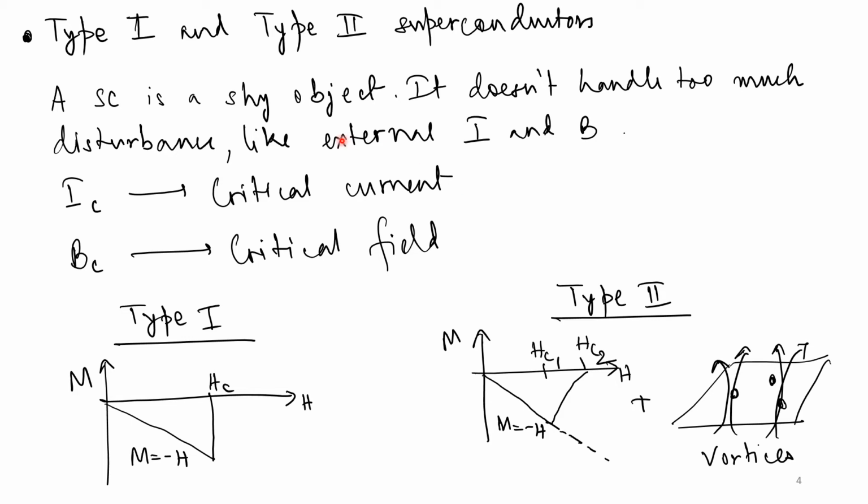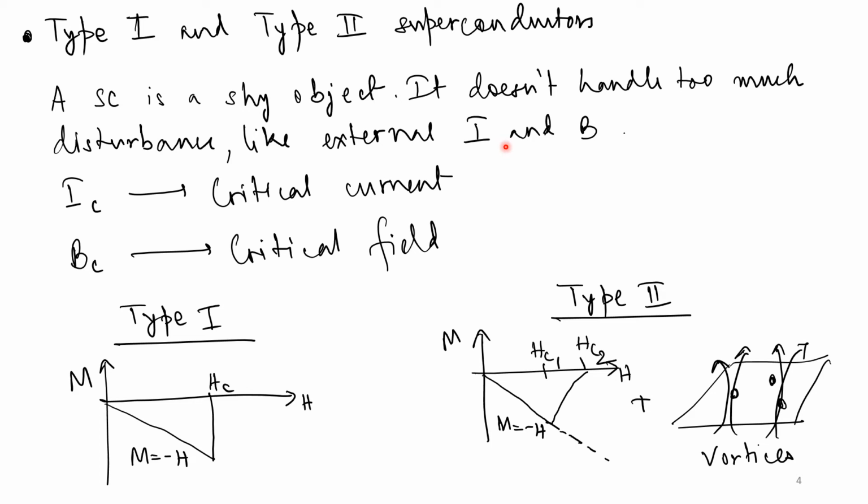And what are those? Essentially, a superconductor is a very shy object in some sense. Why do I say that? Because it does not handle too much disturbance. For example, if I pass a lot of current and a lot of magnetic field, then all these statements that I was making earlier, that I pass current and it goes through with infinite conductivity, I pass field and it is completely shielded and cannot enter, no longer hold.